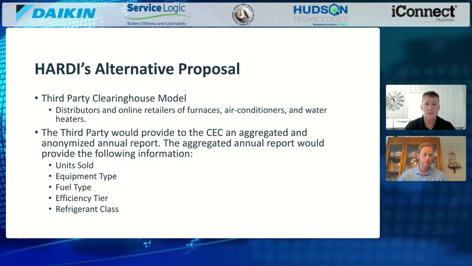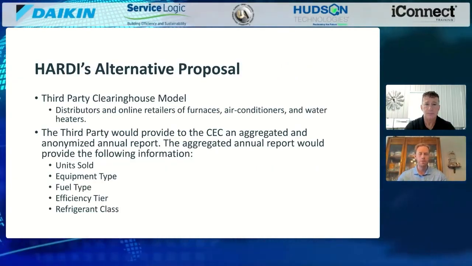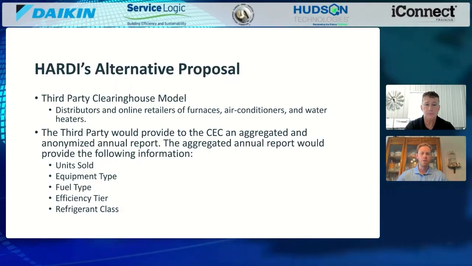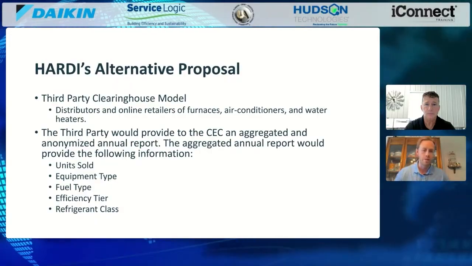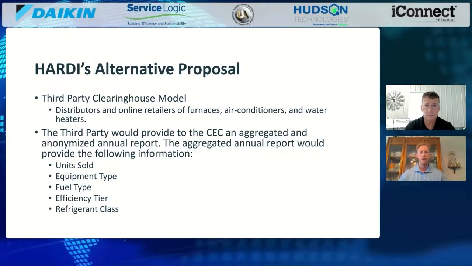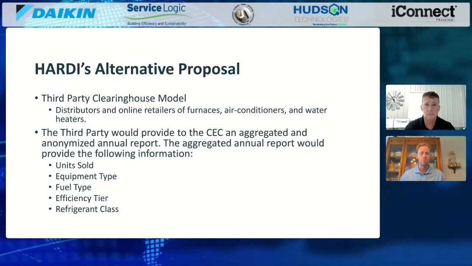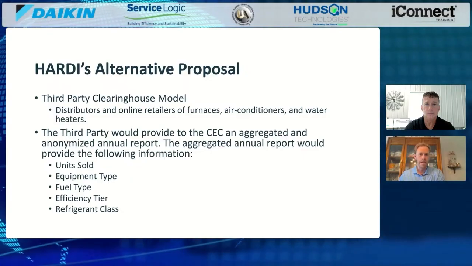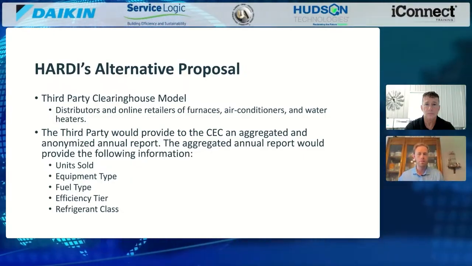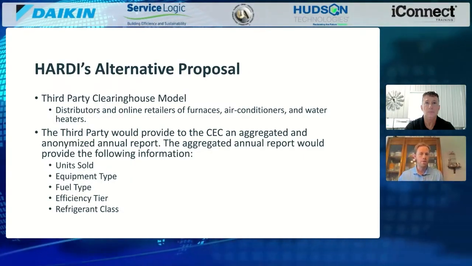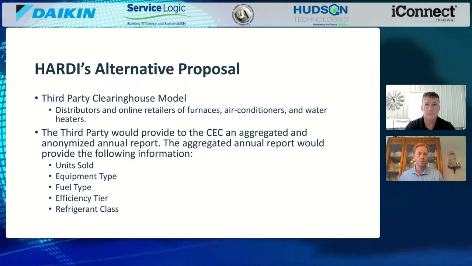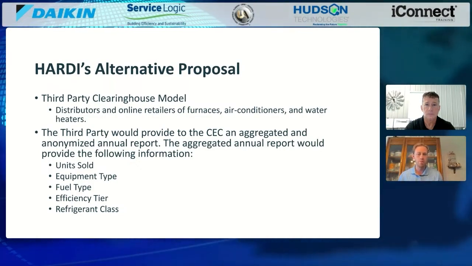But if we can submit some grassroots initiative comments from industry, then we can get an alternative proposal that helps to stop this problem. And it's actually a very simple thing that we've talked with our membership about. It's about taking a third-party aggregated approach and using a clearinghouse model where these distributors and online retailers use their furnaces, air conditioners, and water heaters transaction data that they have to report.